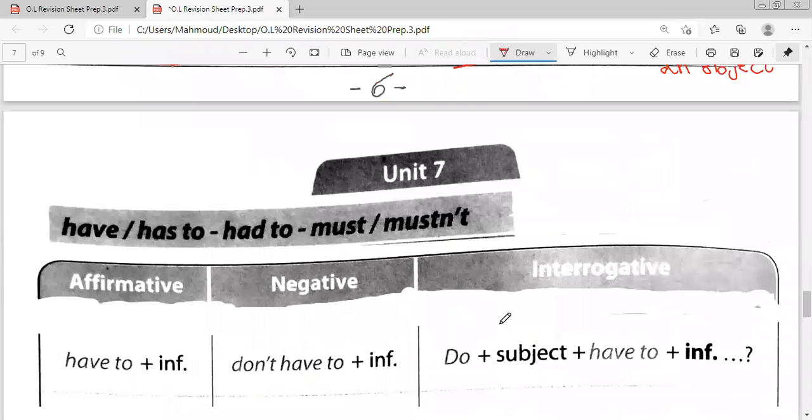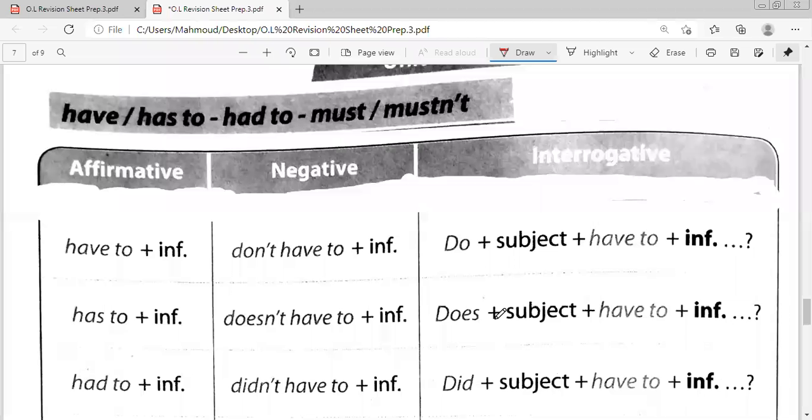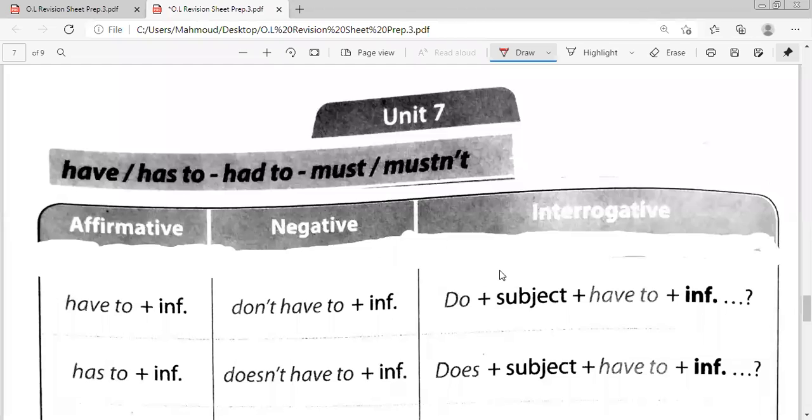Unit 7, and we studied in Unit 7 some modals and semi-modals. And the first one is have to, of course, or has to, had to, and must and mustn't.